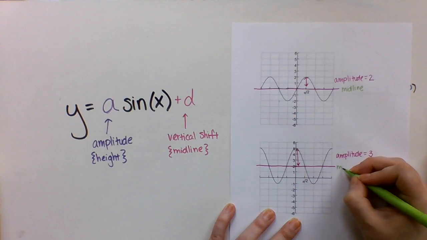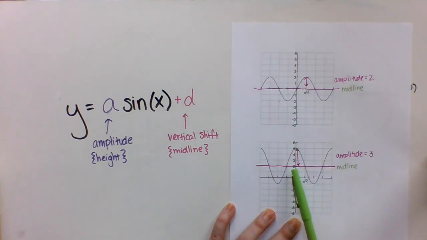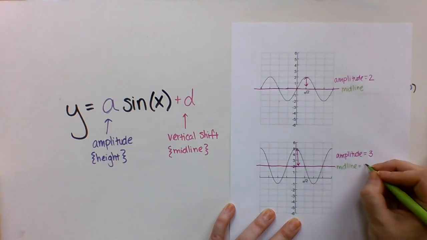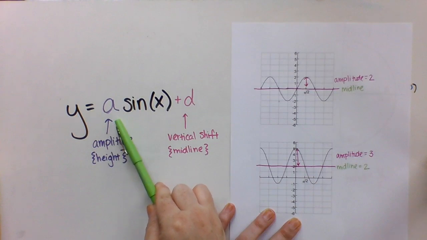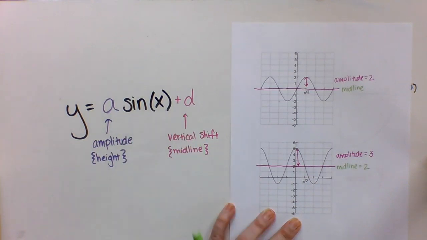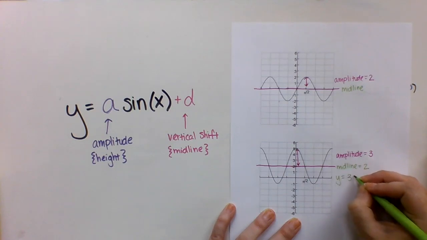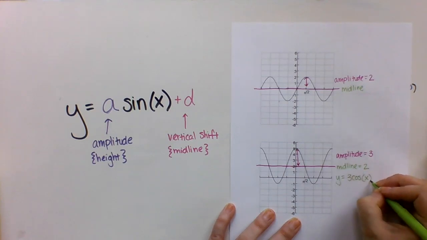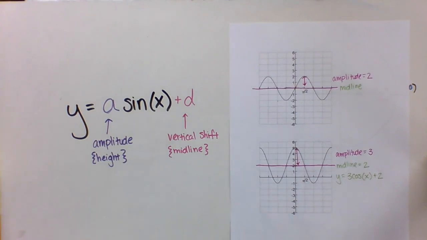The midline is not at 0 anymore. It was moved up. It was moved up here to 2. So then this equation would have a 3 in this spot, and then it would say plus 2 at the end, and then it would have been a cosine graph, so it would be this. Okay, so this is what we're going to be working on, is trying to identify the amplitude and the midline from a graph, and eventually we're going to get to writing the equations.